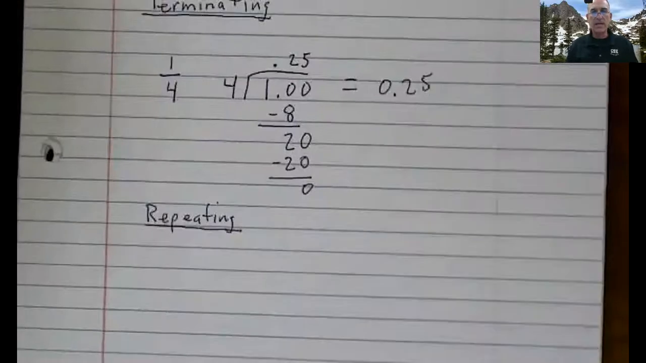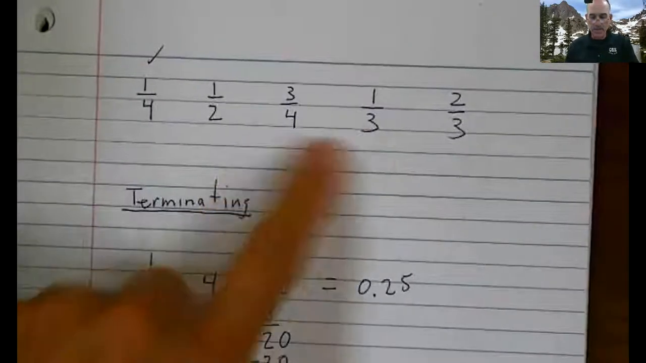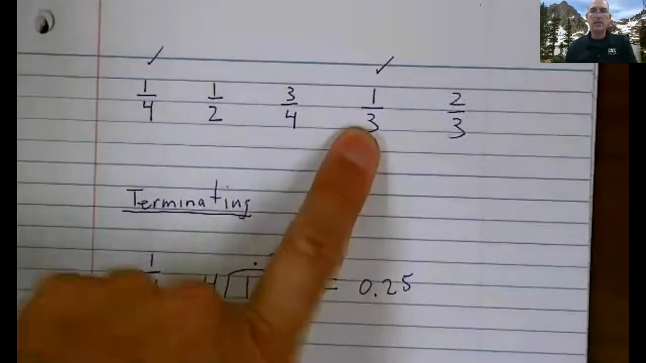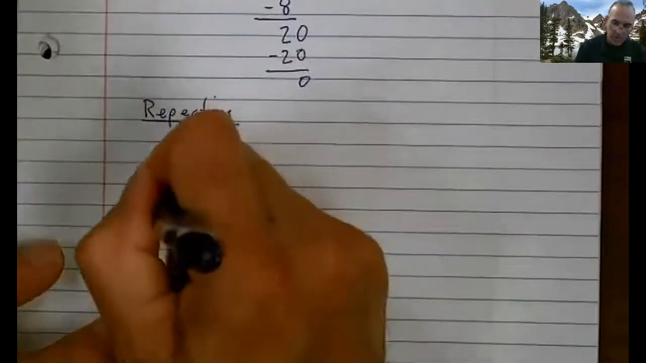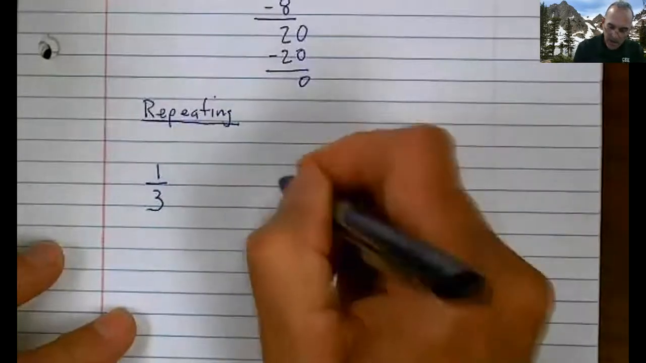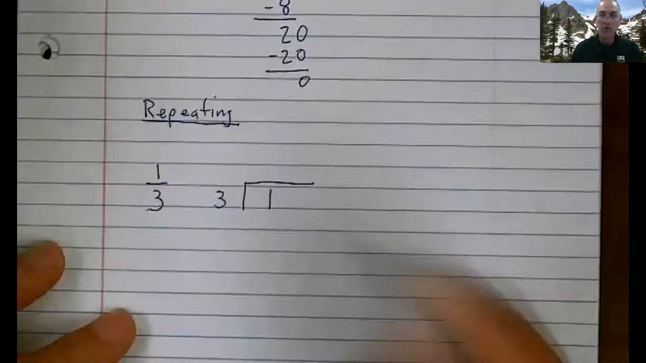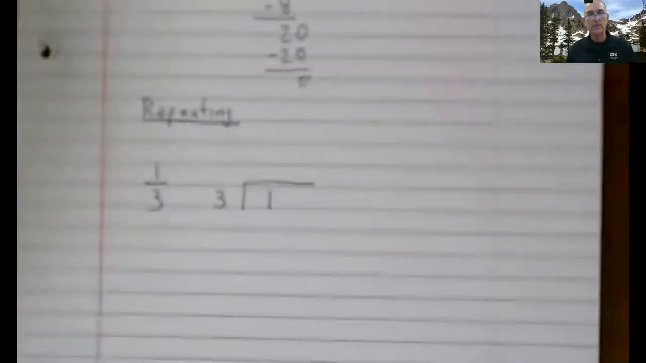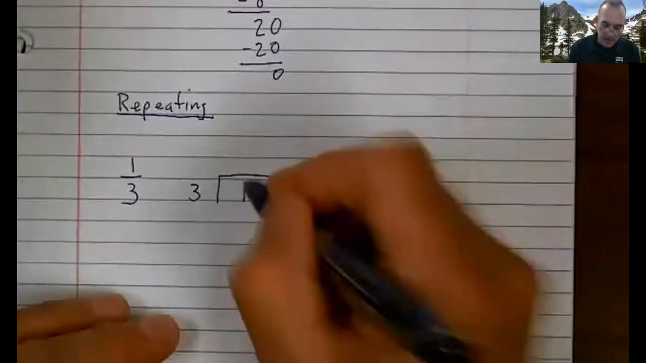Here is a repeating decimal. Let's come back up from our pick'em list. How about this one? That is going to be a repeating decimal. Let's see why. Let's put it down here. 1/3. 1 being divided by 3. Let me make sure that's clear. There we go. 1 being divided by 3.